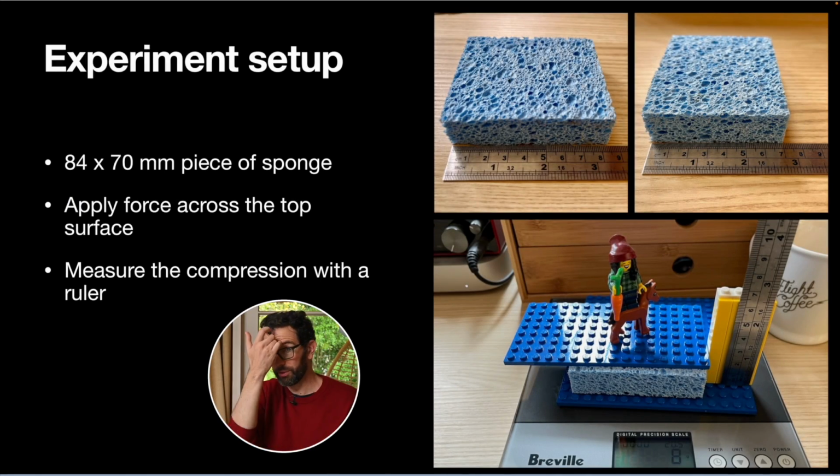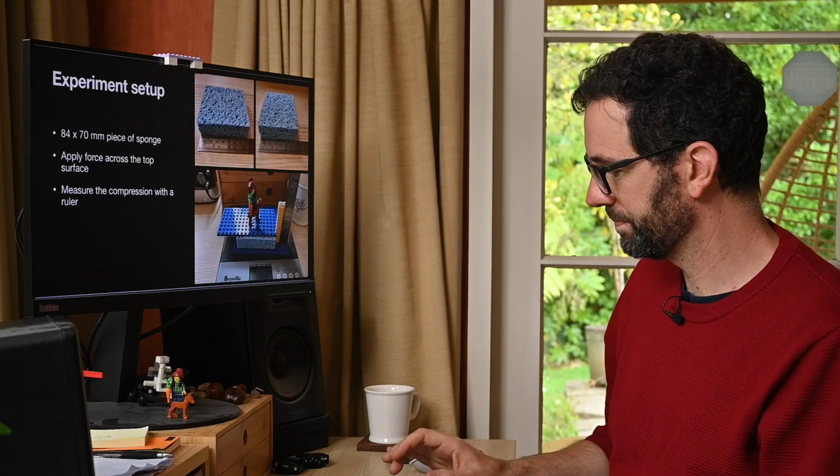So the basic setup of the experiment we're going to do is we're going to take a piece of sponge. I've measured it as being about 84 by 70 millimeters. Absolute precision is not really necessary for this demo. And we're going to apply a force to the top of our sponge and then measure the compression with a ruler. You can see the setup here in our picture. And we're going to use the scales to measure how much force we're applying and then see if we can figure out how that relates to the compression of the sponge.